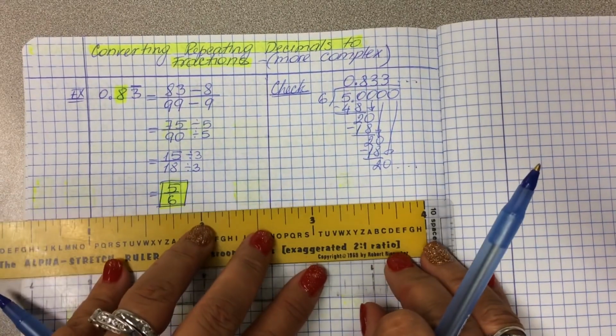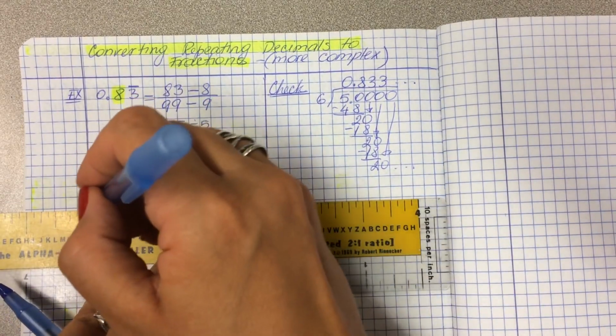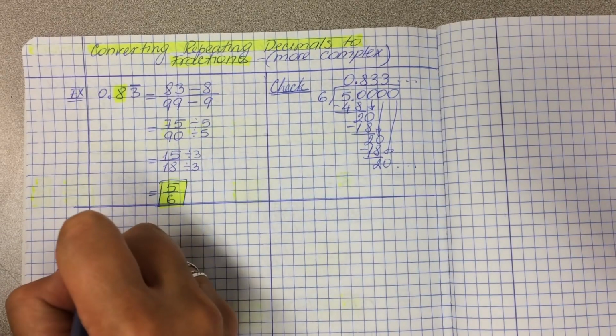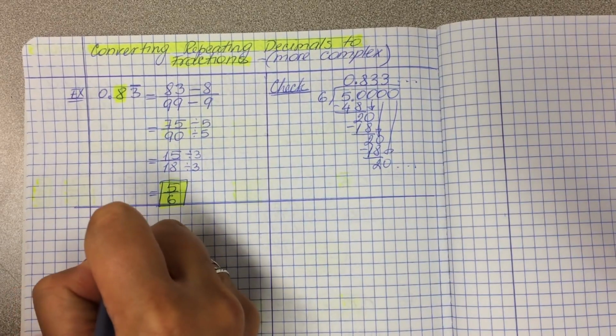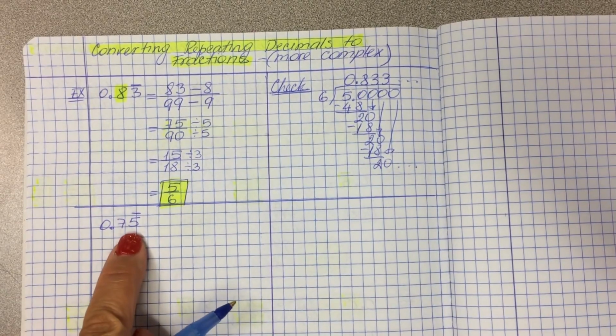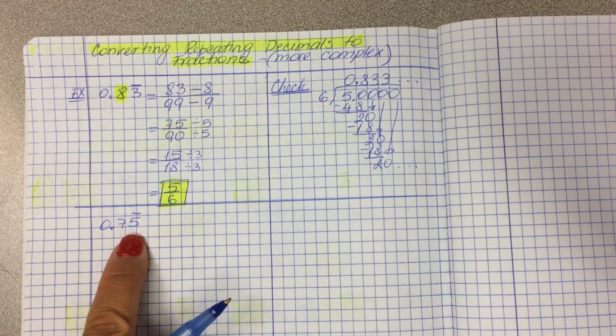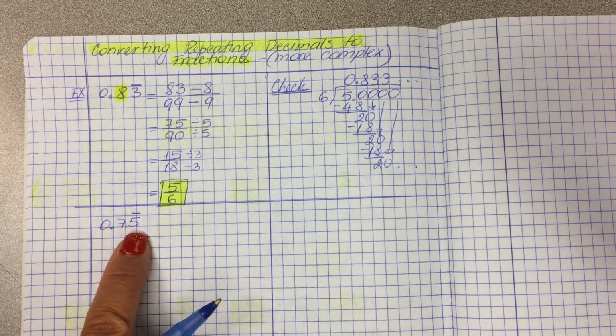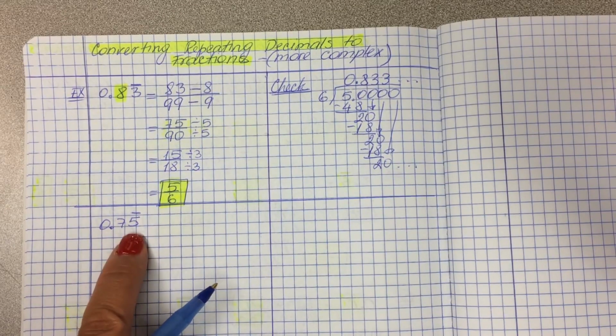Let's see another example to observe the pattern and how to go through the steps. So for example, we have 0.7 and 5 is the only pattern ongoing. 5, 5, 5, 5, 5. 7 is the first digit. 5, 5, 5, 5 keeps going on forever. So the line is about 5 only.